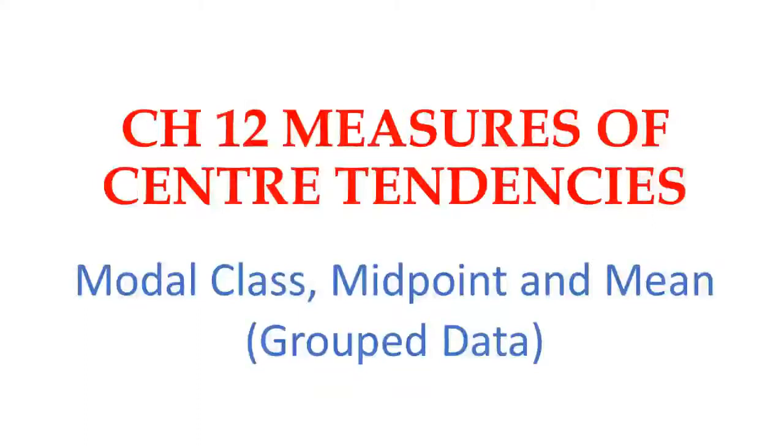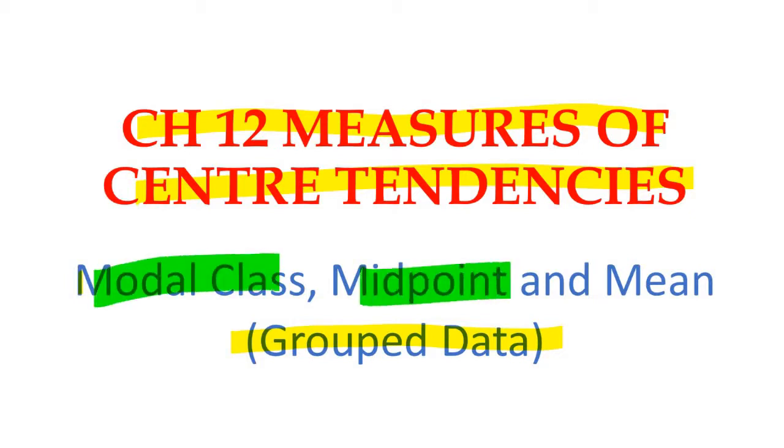Okay, so we are still in the same chapter, Form 2, Chapter 12, Measure of Central Tendency. Now we are going to see how to represent a set of grouped data according to the measurement of central tendency. So we need to learn what a modal class is, what a midpoint is, and also how to calculate the mean. Okay, so these are the three things for this video today.